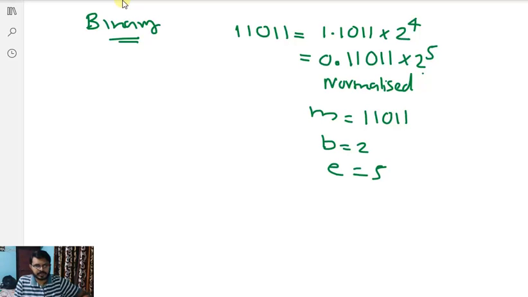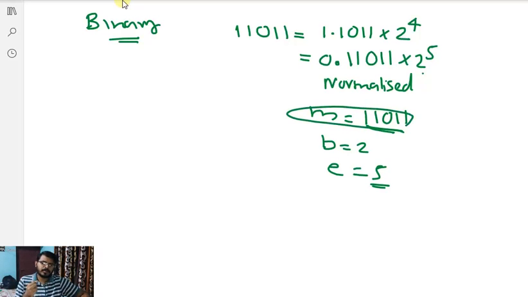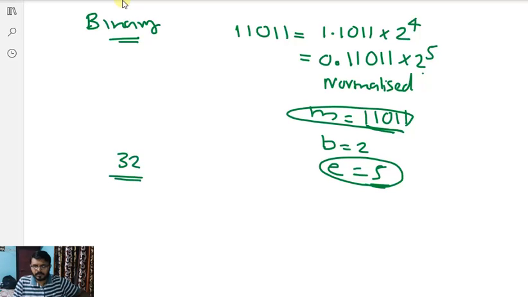So in order to represent a number in floating point notation, we have to represent the mantissa and also the exponent. The base need not be represented because the base is 2. So we have to represent the mantissa and also the exponent. If you consider computer memory, suppose our computer uses a 32 bit format, then we will have 32 bits to represent a number.